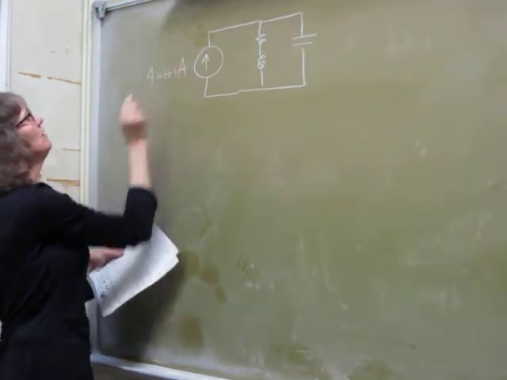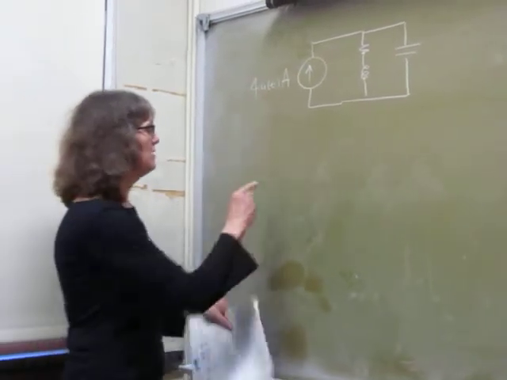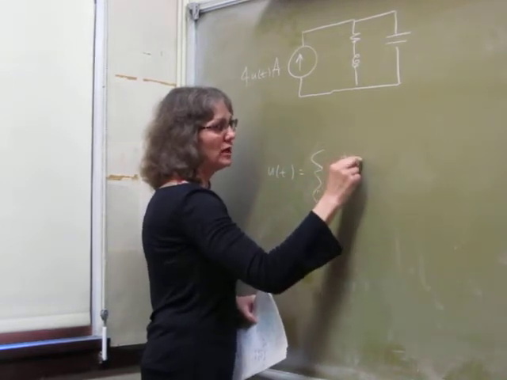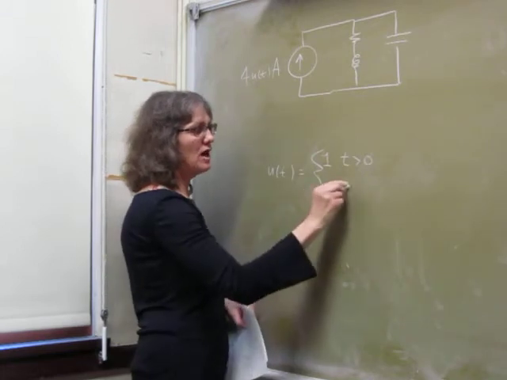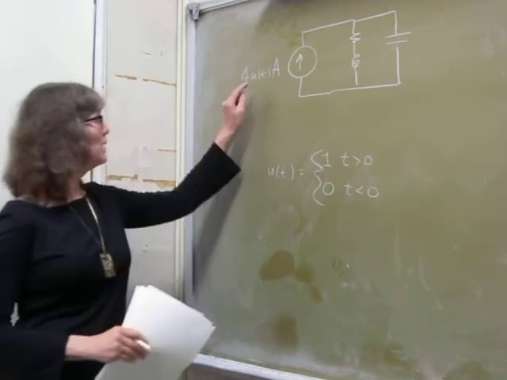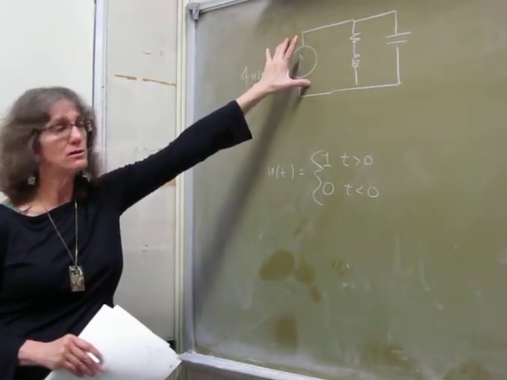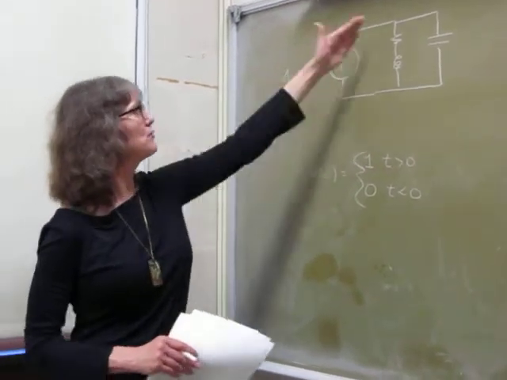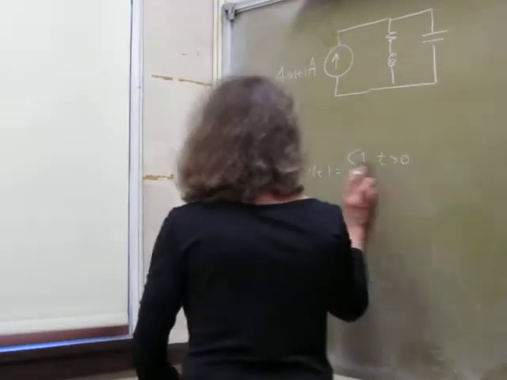This u(t), remember, that's a unit step forcing function. All that means is that for the argument greater than 0, the value of u(t) is 1. For the argument less than 0, it's 0. So basically, at t less than 0, this current source is 0. So it's not here. It's a short circuit. At t greater than 0, you've got these 4 amps feeding the circuit. So this is the problem.